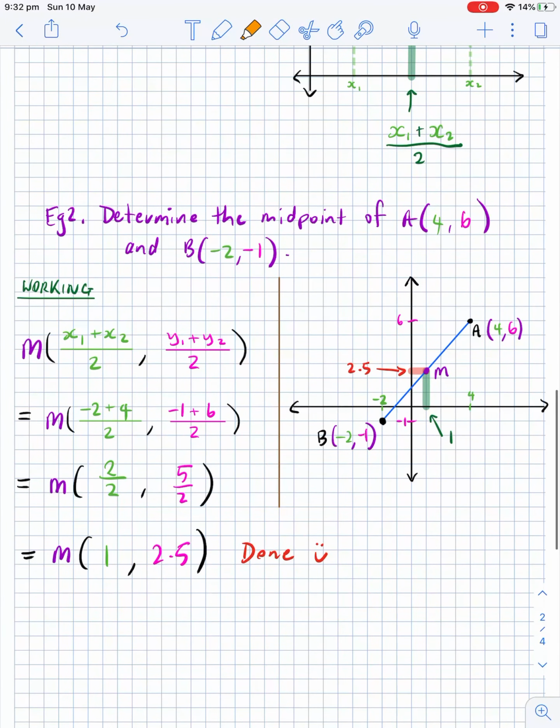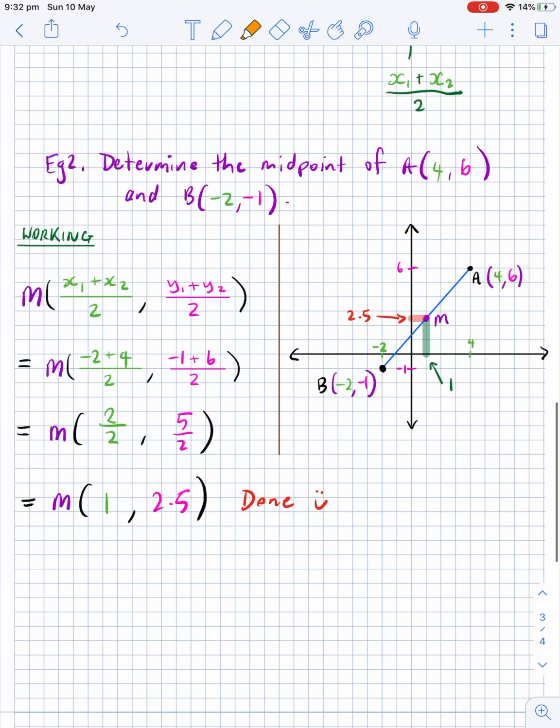Okay, let's do an example. So determine the midpoint of this point and this point. So if I graph these 2 points, it's there and there, we can see that of this line, the midpoint is roughly going to be about here. We can see that it's going to be about 1 down the bottom for our x, and it's going to be 2.5 for our y. But how do we do this using the formulas?